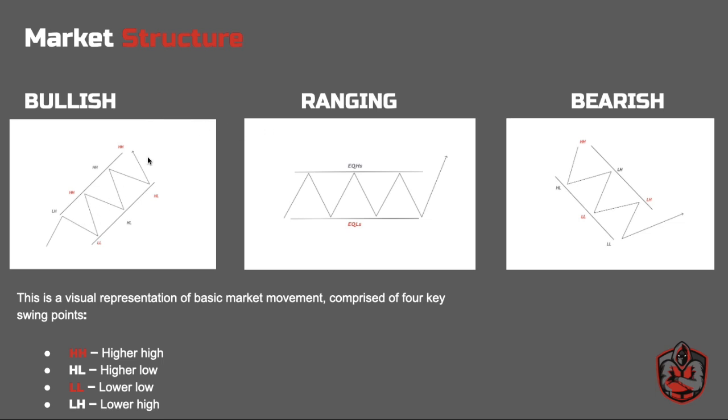One, we have a bullish sentiment, which is referred to as an uptrend. It's when price is printing a series of higher highs and higher lows. And then we have a ranging market. It's when price is printing equal highs, equal lows. Essentially, you can call it support and resistance levels. Price just doesn't really have a direction, it's just moving sideways. A bearish sentiment, referred to as a downtrend, is when price is printing a series of lower highs and lower lows. So like I said, these basic market movements are comprised of 4 key swing points: higher highs, higher lows, lower highs, and lower lows.